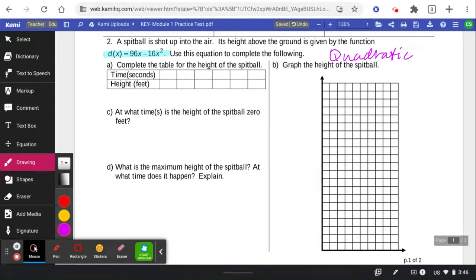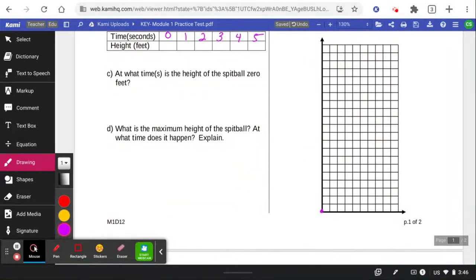So picture at the beginning, you're starting here at the origin, and the spitball is at ground zero. You're starting at a zero here. And then after 1 second, 2 seconds, 3 seconds, 4 seconds, 5 seconds, we want to see what the height of the spitball is. And so your job is to take all of these inputs and get the outputs. So I'm going to go down here to make a little space to do the work.